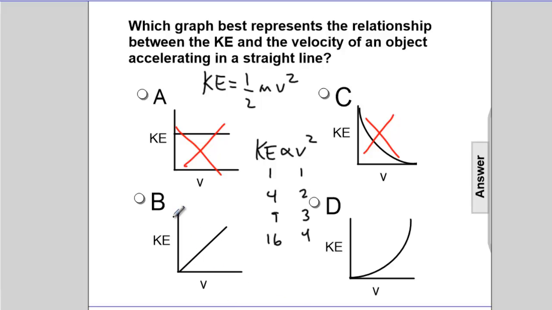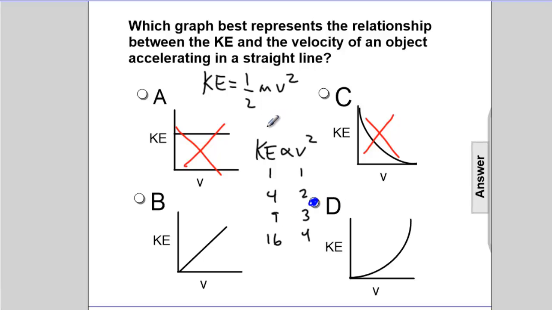So this one says when velocity goes up, KE goes up. That seems possible. And this one, when v goes up, KE goes up. But if you look at our data set, as velocity goes 1, 2, 3, 4, KE does not go 1, 2, 3, 4, a straight line relationship. This is a nonlinear relationship. So D is the correct answer.